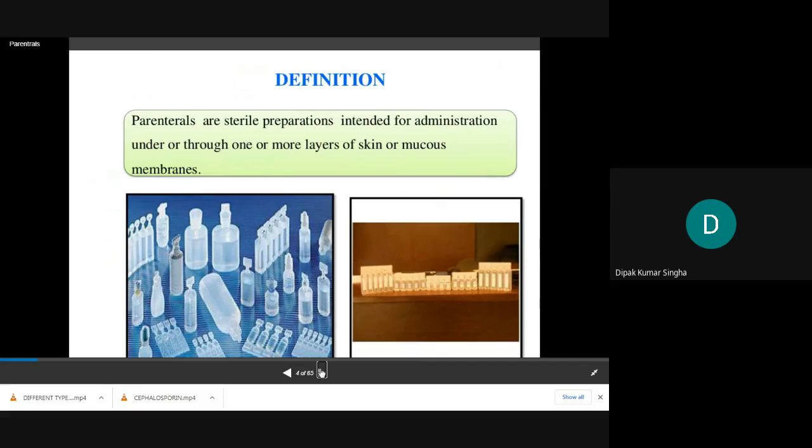Parenterals must be sterile preparations. In the case of oral, there is no need for sterility. But parenterals are sterile preparations intended for administration under or through one or more layers of skin or mucous membrane. In this case, they will penetrate or be administered under the skin or mucous membrane.